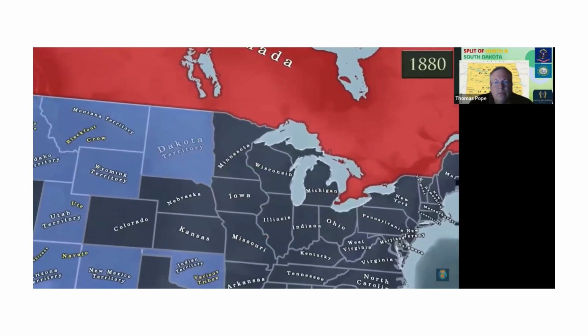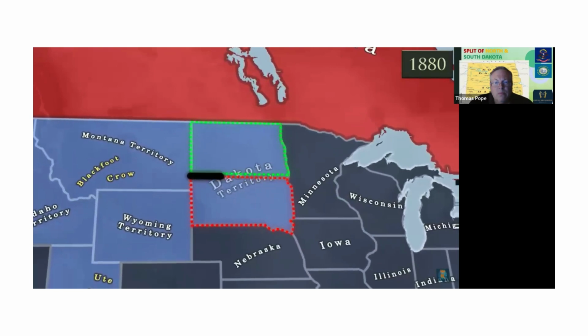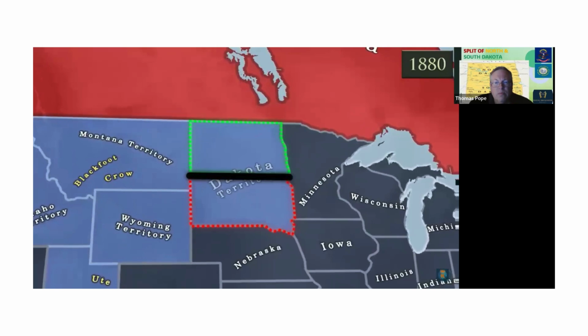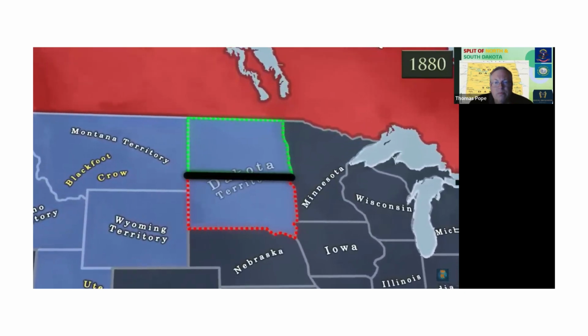There was very little to bind Dakota together, and by the 1880s, they were effectively two societies with separate cultures, economies, and connections to the rest of the United States.